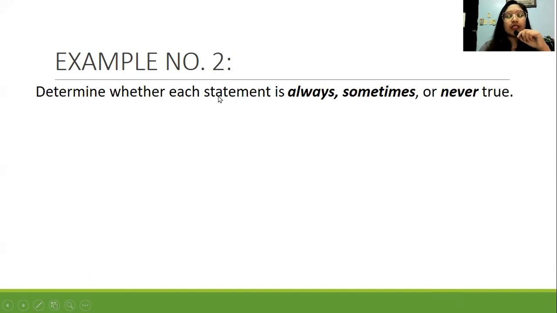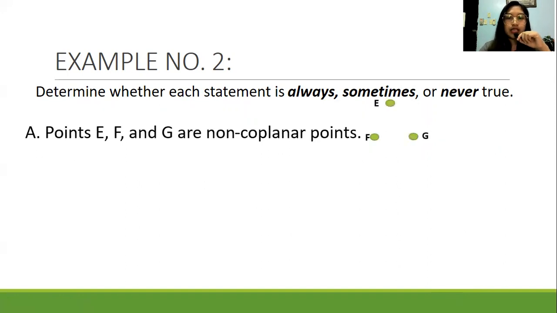Next, determine whether the statement is always, sometimes, or never true. First statement: Points E, F, and G are non-coplanar points. Non-coplanar ba yung tatlong points na ito? So, ang answer po dito ay never true. Bakit? Kasi po, ang tatlong points ay also coplanar points. Okay? Hindi po siya non-coplanar, kundi coplanar points.